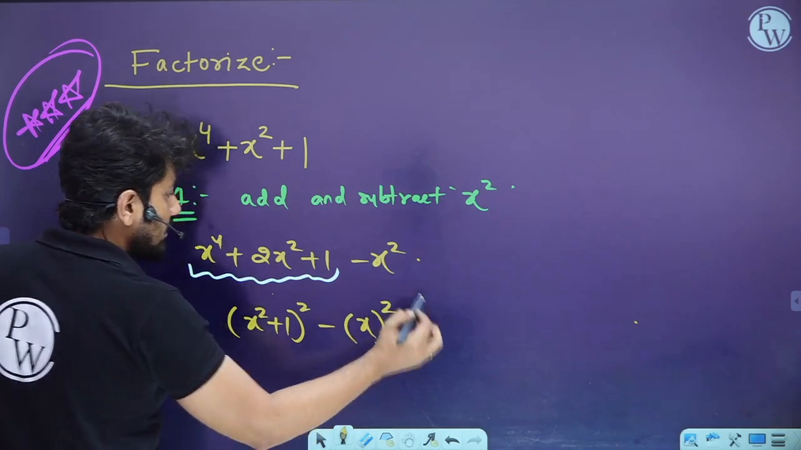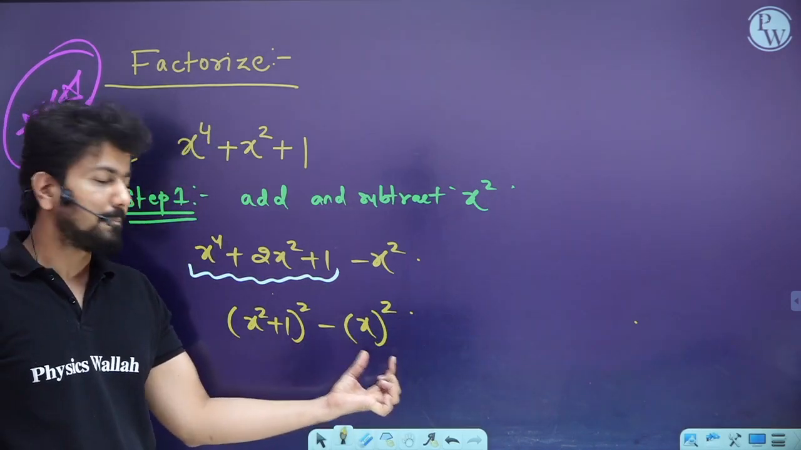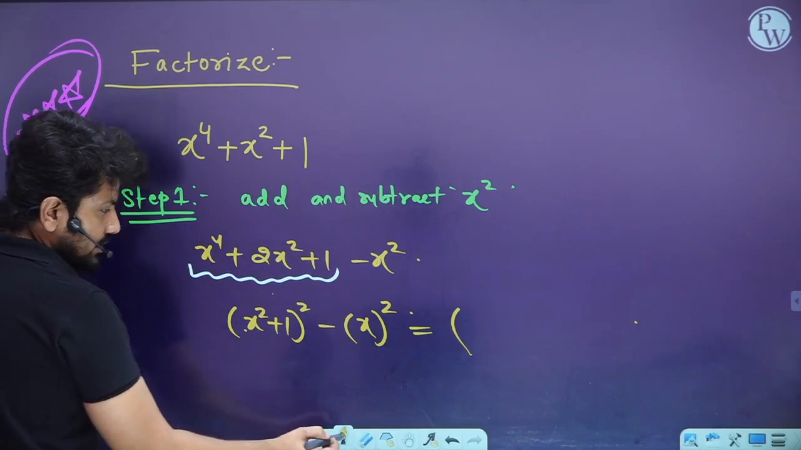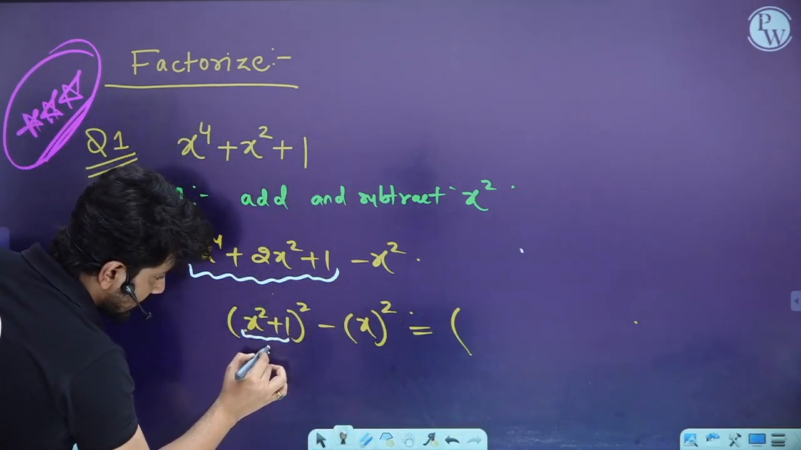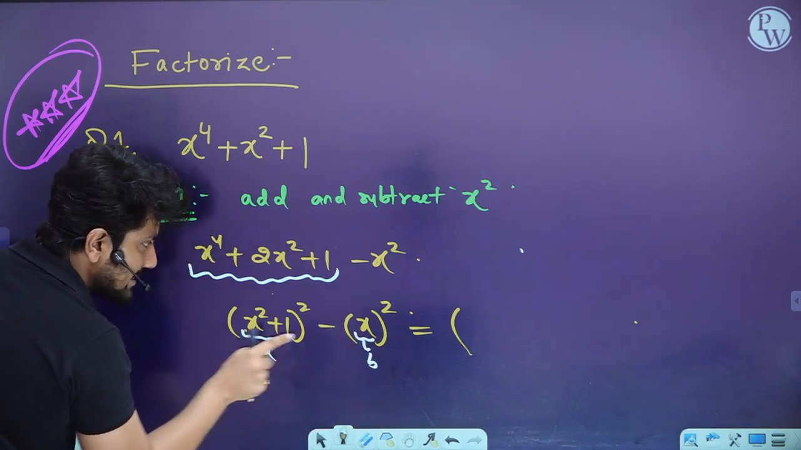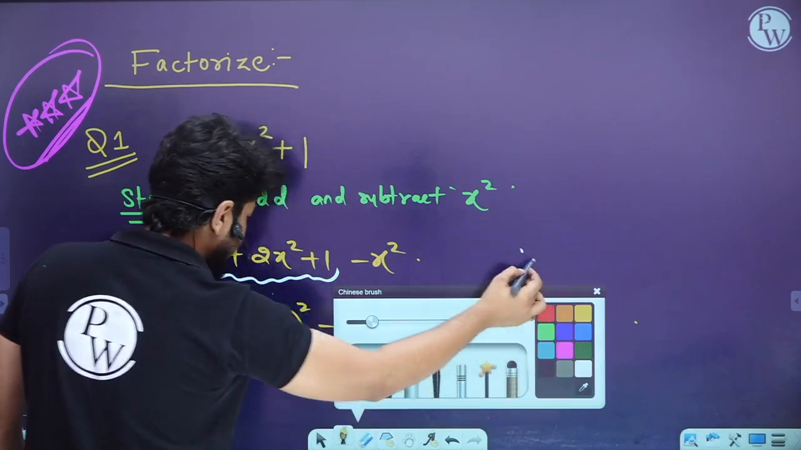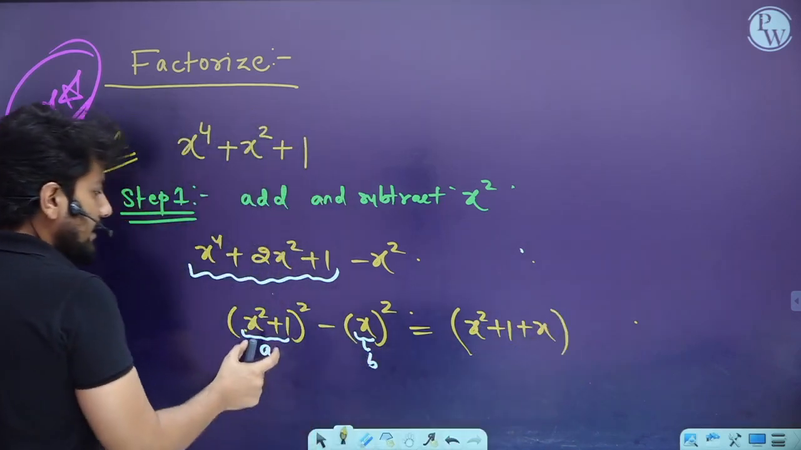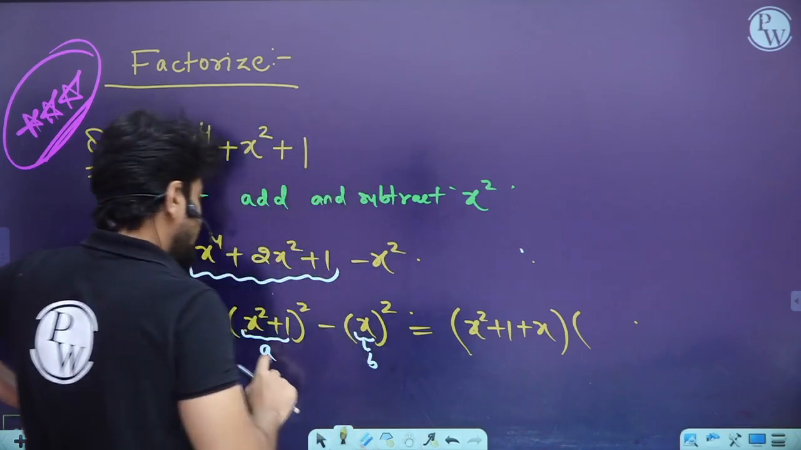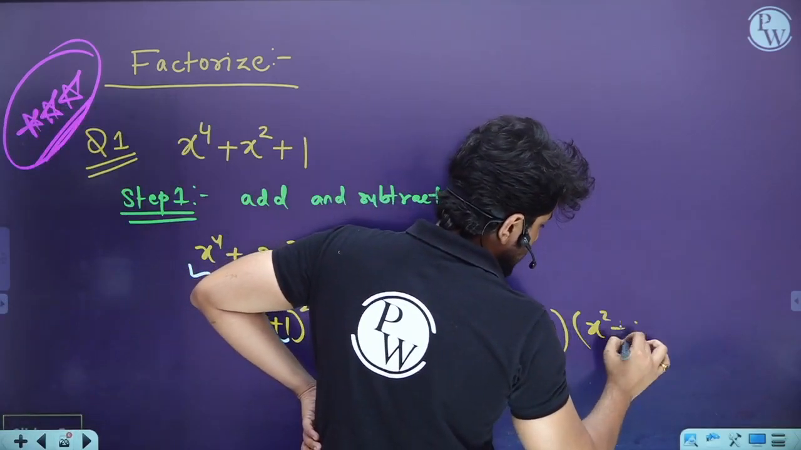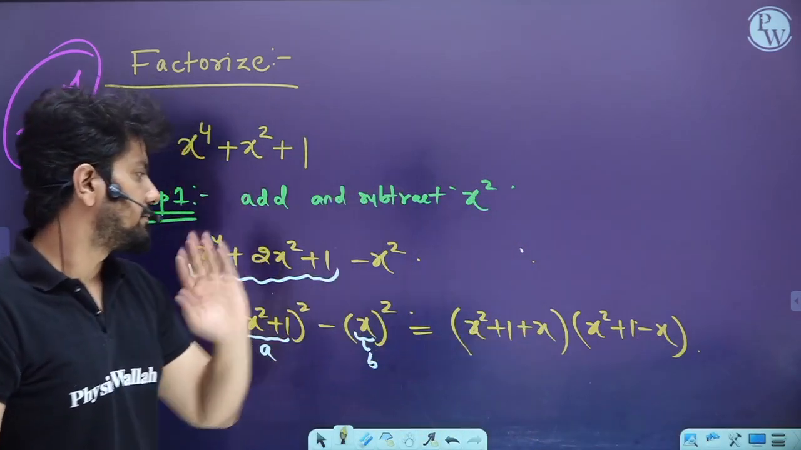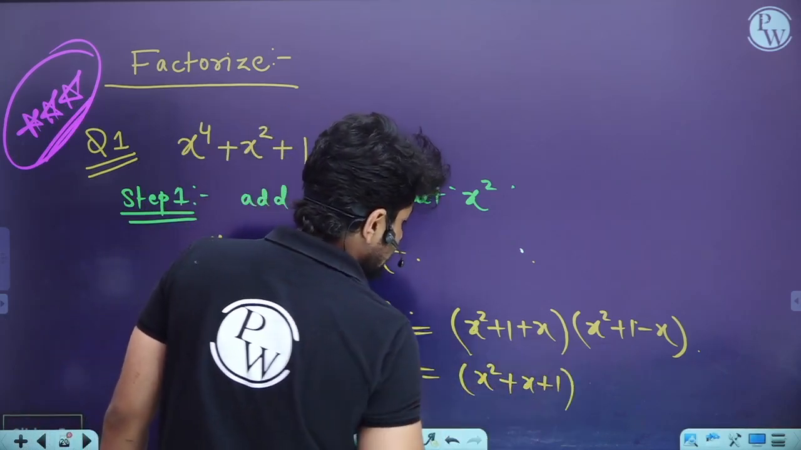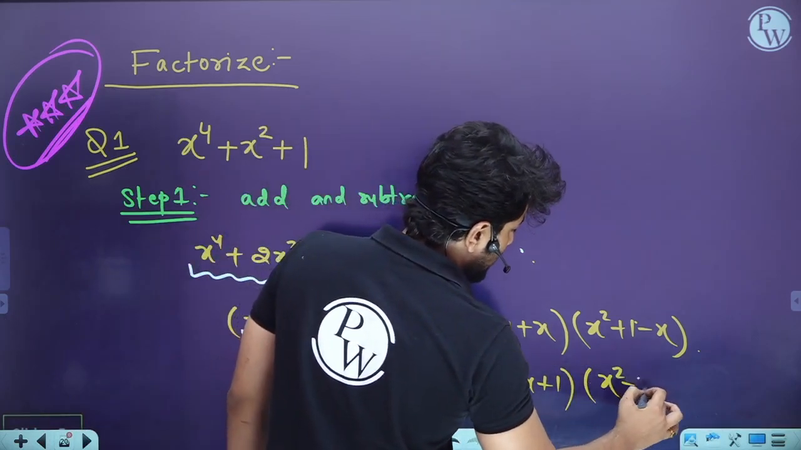we have x square. Now we have that format of a square minus b square. For a square minus b square, there will be two factors. One of the factors will be a minus b, where a is x square plus 1 and x is b. So we have a square minus b square. One of the factors will be a minus b, another factor will be a plus b. So x square plus 1 plus x, and the other factor is x square plus 1 minus x. These are the two factors, which is the same thing I have written; you can also arrange it like this: x square plus x plus 1 into x square minus x plus 1.